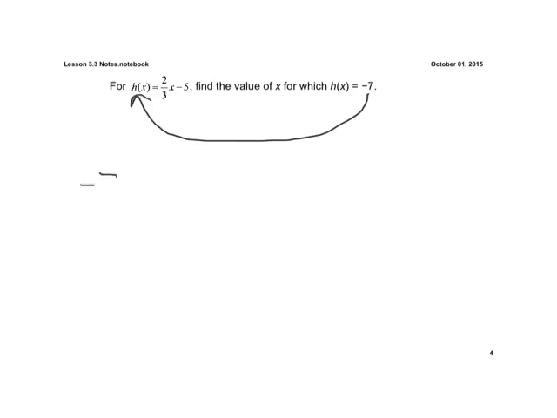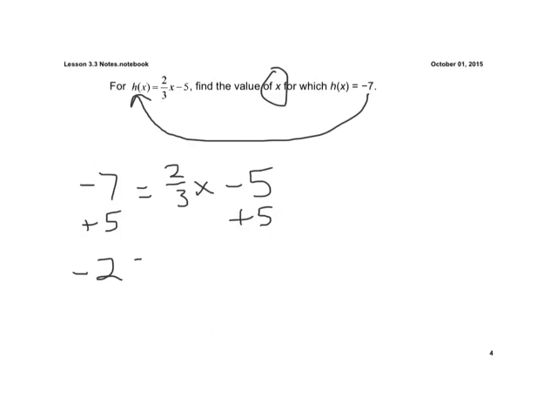So negative 7 is equal to 2/3 x minus 5. We need the value of x. So we're solving for x, get x by itself. First thing we're going to do is add 5 to both sides. Negative 7 plus 5, different sign, subtract, keep the sign of the larger number. We have a negative 2 equals 2/3 x. Uh-oh, we got a fraction now.